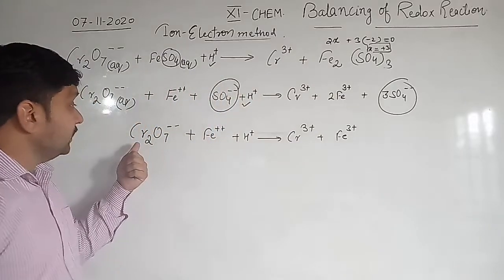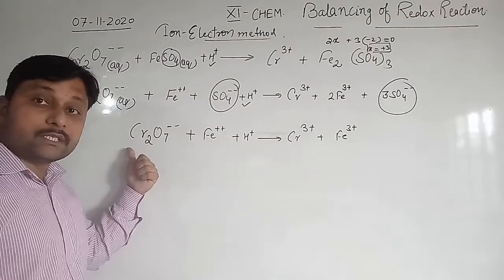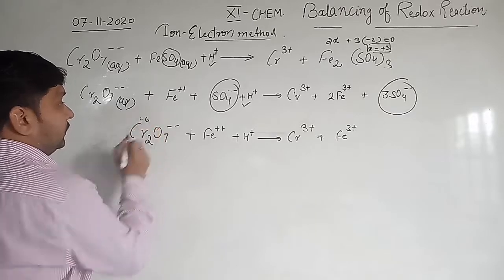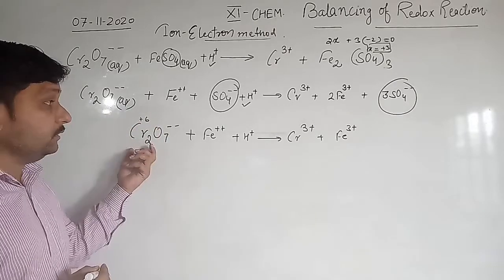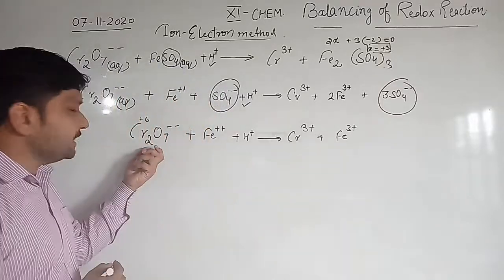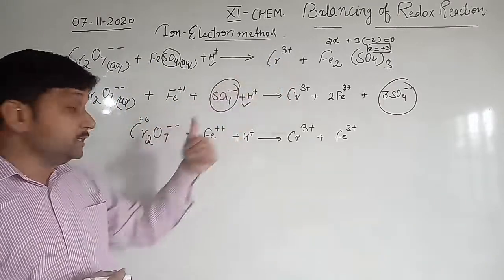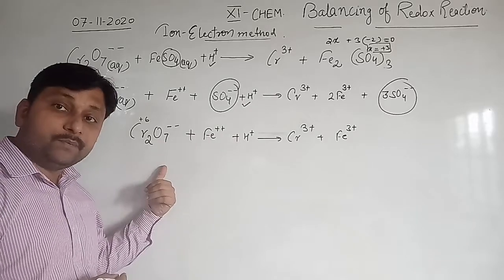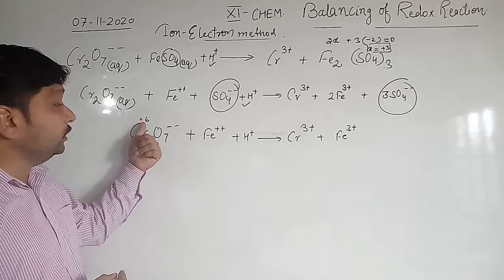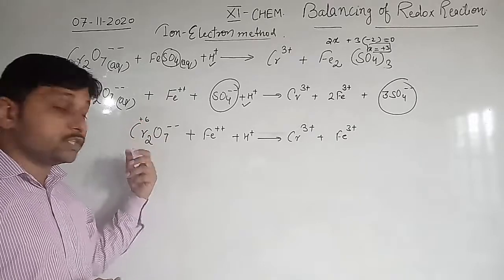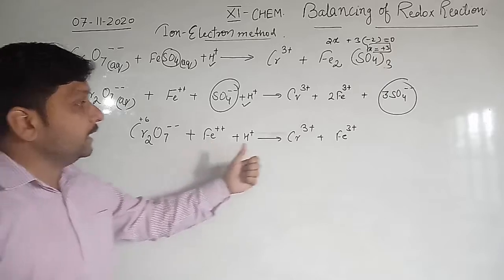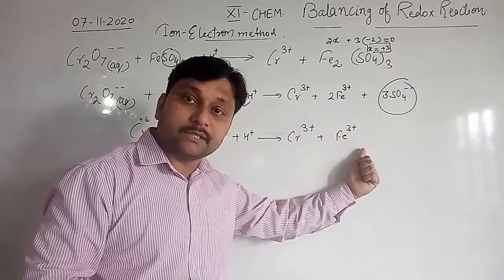So see here, this chromium represents +6 oxidation. In this case, chromium represents +3 oxidation. You can easily calculate it by this method: oxygen represents -2, and chromium represents x. So we can calculate the oxidation number of chromium, that is +6. Iron represents +2, and now it is in the +3 condition.